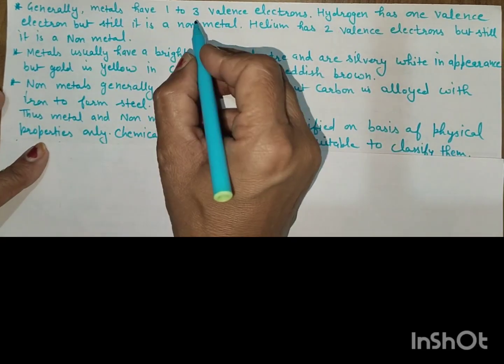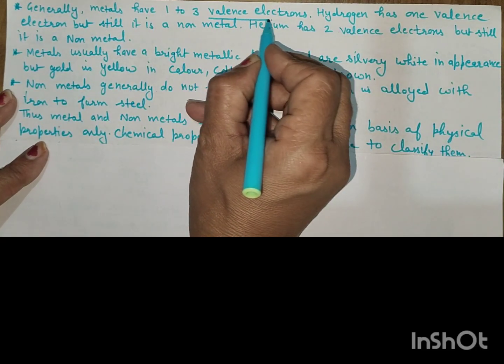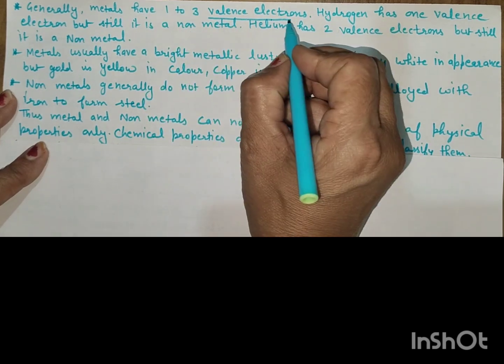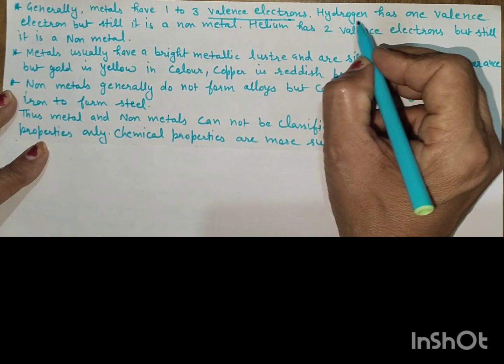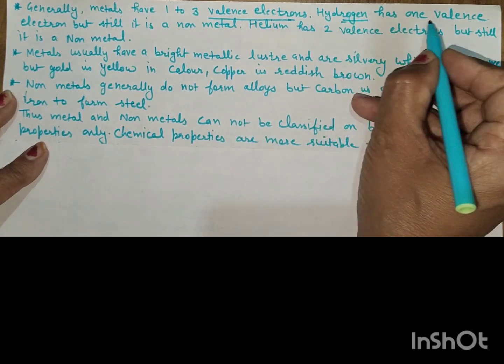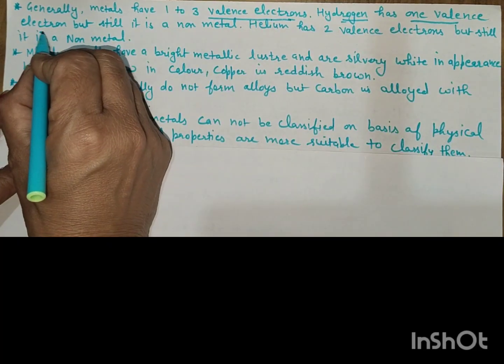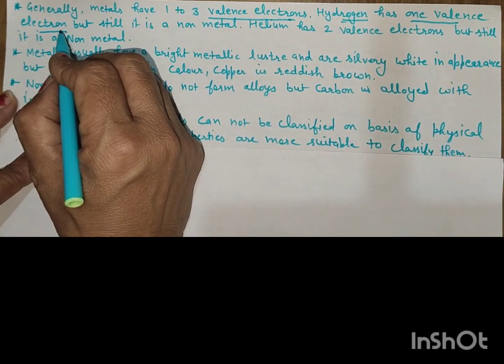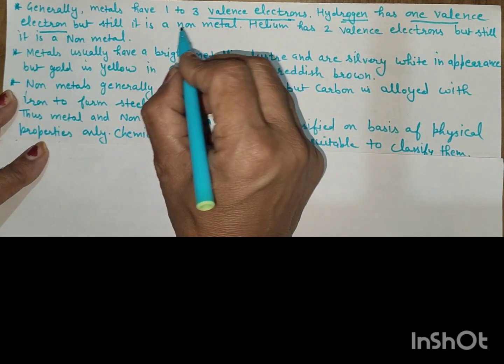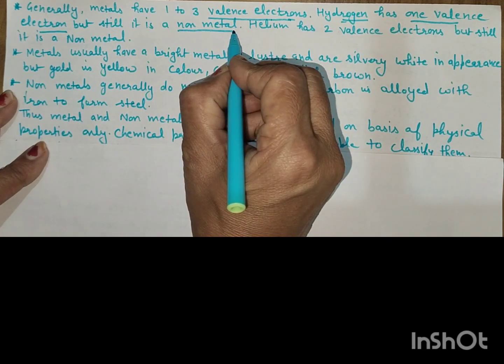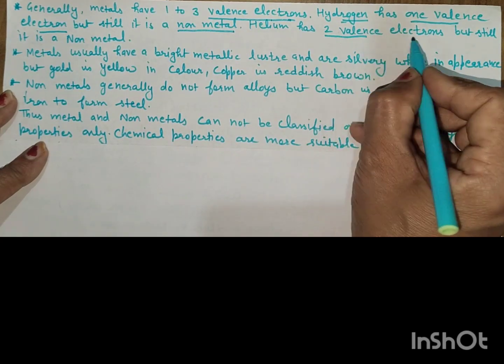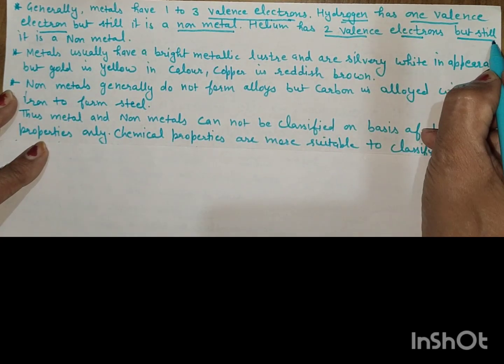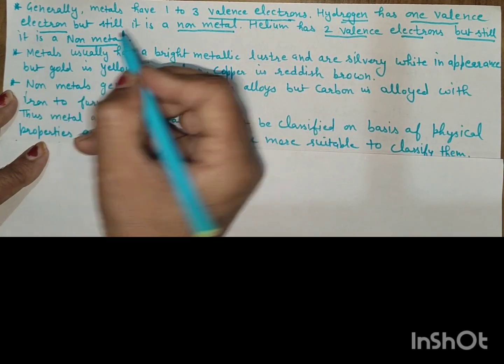Generally, metals have 1 to 3 valence electrons in the outermost shell. But hydrogen has 1 valence electron, and it is a non-metal. Helium has 2 valence electrons, but still it is a non-metal.